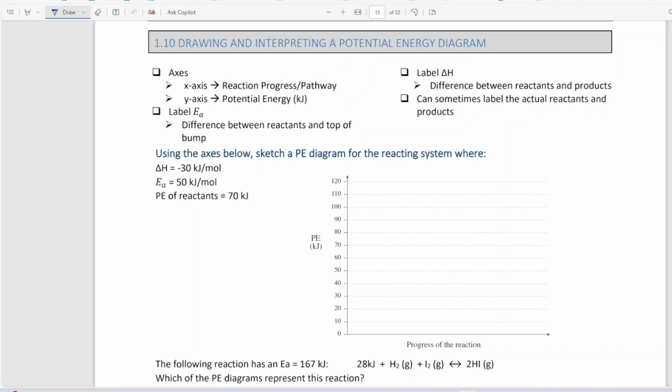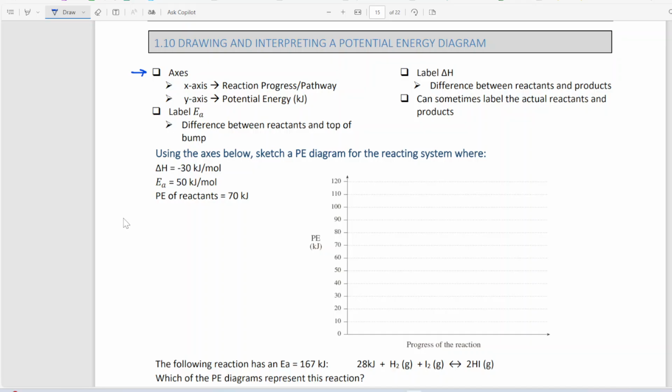Putting it all together, we are now going to be able to draw and interpret potential energy diagrams. The important aspects of a potential energy diagram is that you have your axes labeled. On your x axis, you're going to put something like reaction progress or reaction pathway. And on the y axis, you're going to have potential energy measured in kilojoules.